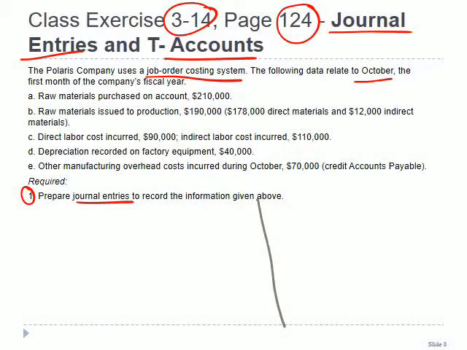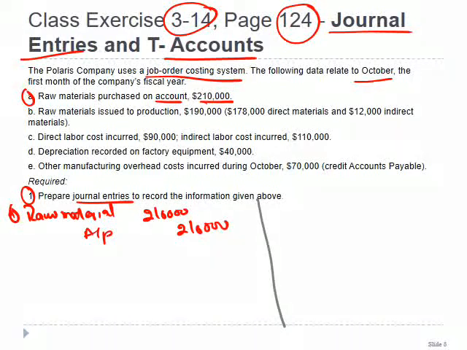Okay, let's read it. The first entry, that is raw material purchased on account 210,000. So it means raw material is increased, which is debit side, on account, which means it's a credit. So it means accounts payable is increased. Increase in accounts payable is a credit side. So the entry would be raw material 210,000 to accounts payable 210,000.